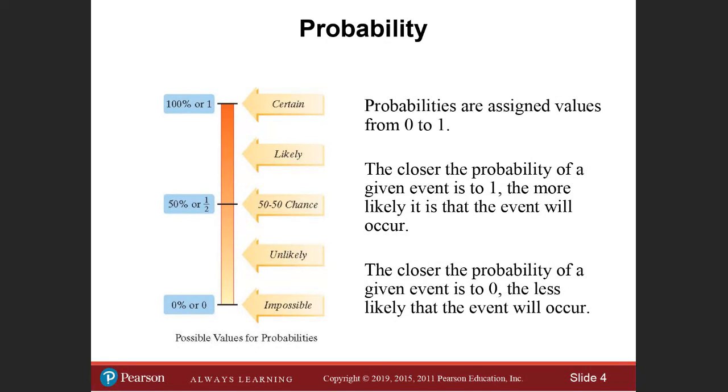Probability. Probability is the likelihood of something happening. And the value for probability is from 0 to 1. So that's the assigned value for probability.